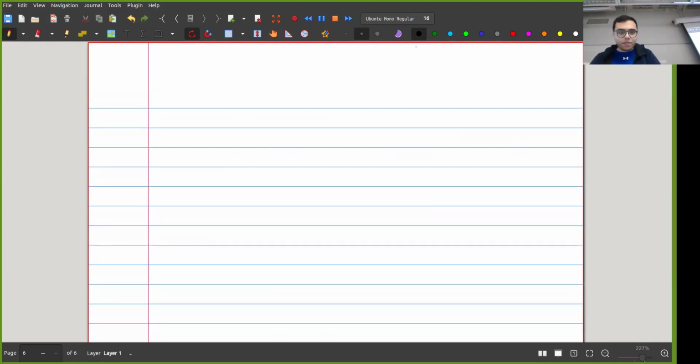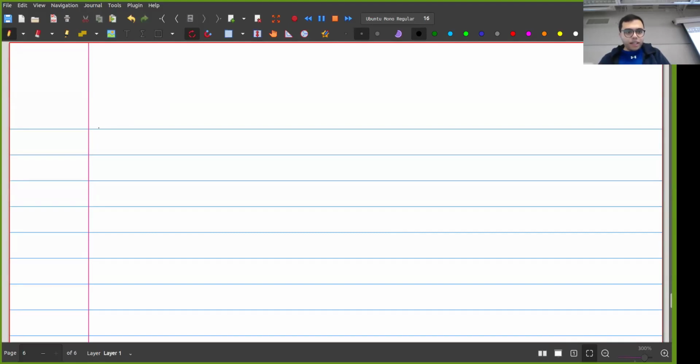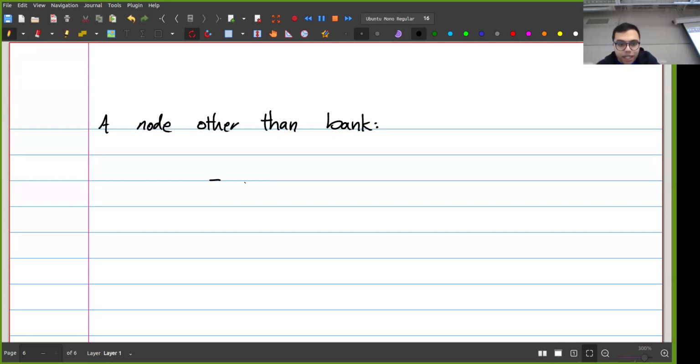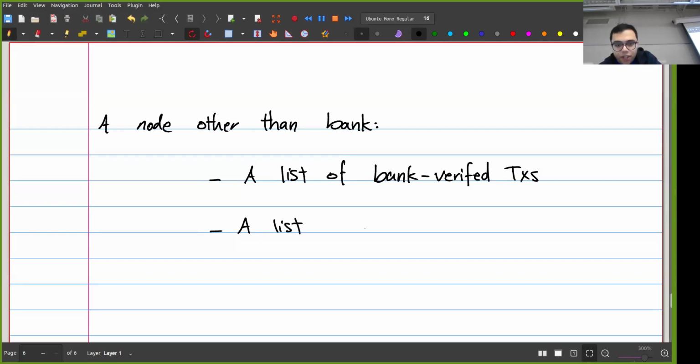Now, again, let's just go over this. So let's say that you are a node other than the bank. What should you save? You should save basically all the transactions that you have seen and also all the transactions that have been verified by the bank. Okay, so you keep a list of bank verified transactions. And you also keep a list of non-verified transactions. Okay. Every time you see a new transaction, which list should you use to verify whether that transaction is a valid transaction or not? Actually, you can use whichever you want.